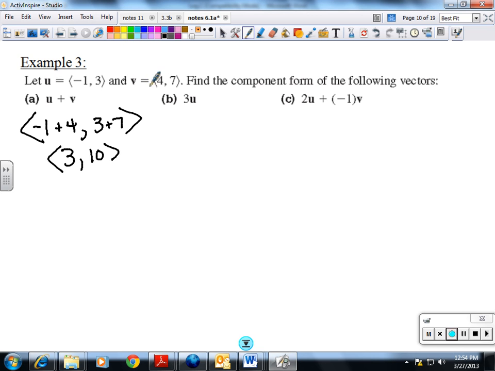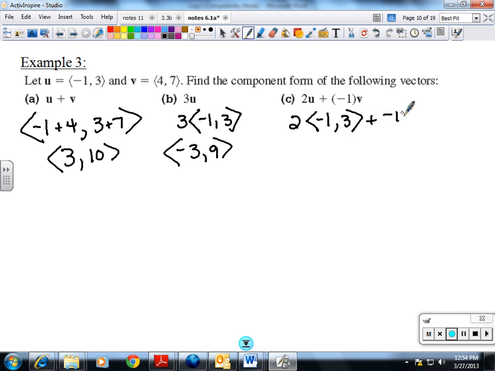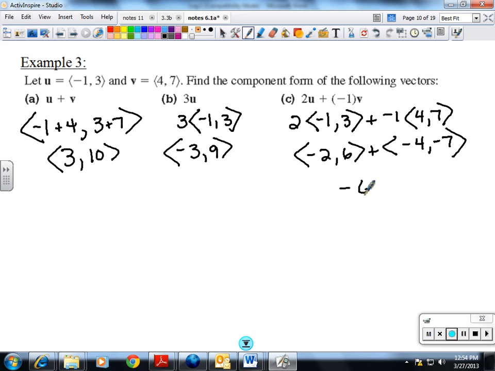3u, just take u and multiply it by 3. So it'd be 3 times (-1, 3), and you just distribute it to both. So it'd be (-3, 9). 2u plus negative 1v means you multiply 2 times u plus negative 1 times v. So that'll be (-2, 6) plus (-4, -7). That's (-6, -1).